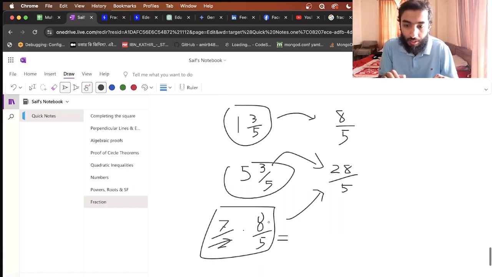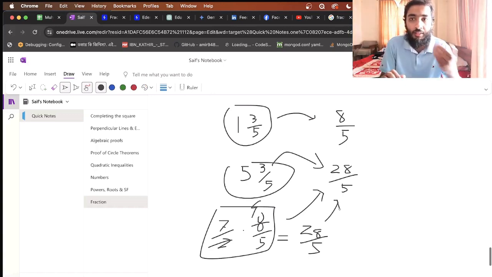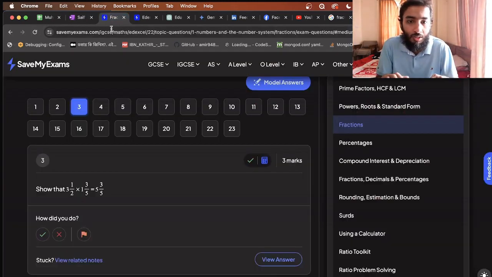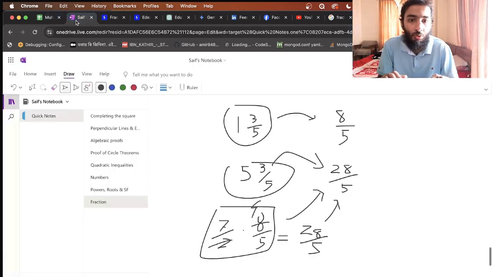If I cut 8 with 2, divide 8 by 2, we get 4. So 7 multiplied by 4 is 28 and the denominator is 5. So as we can see, we get 28 by 5. So left hand side and right hand side are equal. So this is what is required to show.